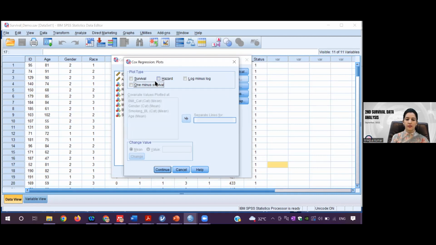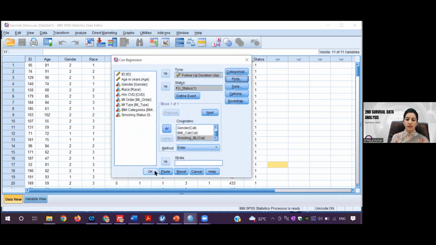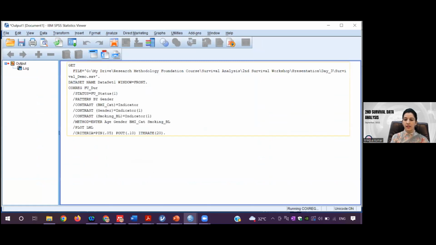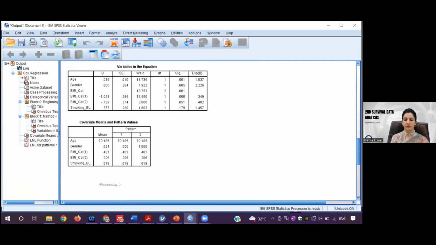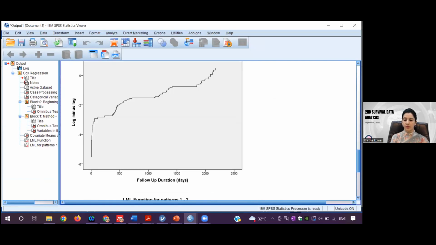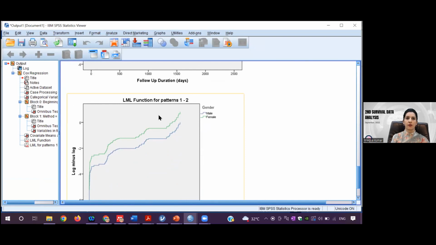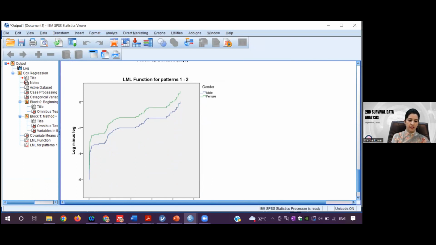Sorry, not this 1 minus, rather this log minus log. So it takes this log twice. Right now, maybe I'm checking for gender. You can have only one variable here. And right now, I'm not going for the hazard, the beta coefficient or all. So I will click this and see what the curve is. You can see the log minus log curve for gender, LML. It will write here as LML function.